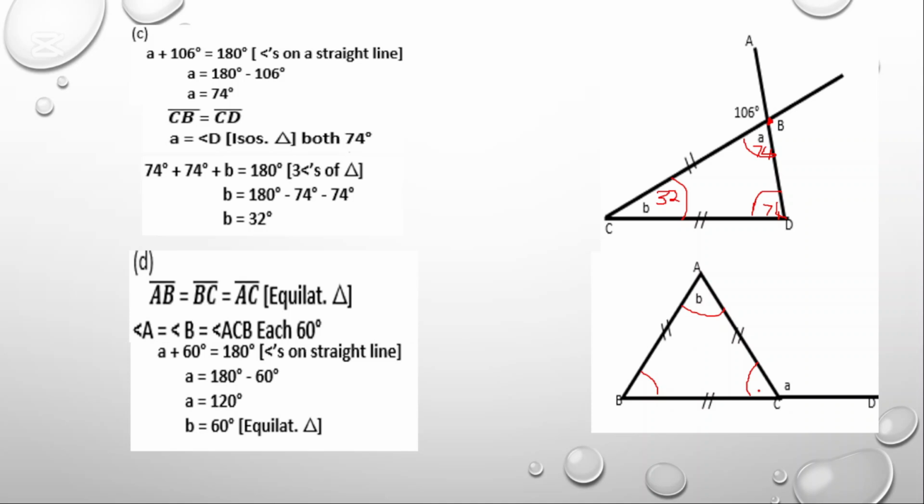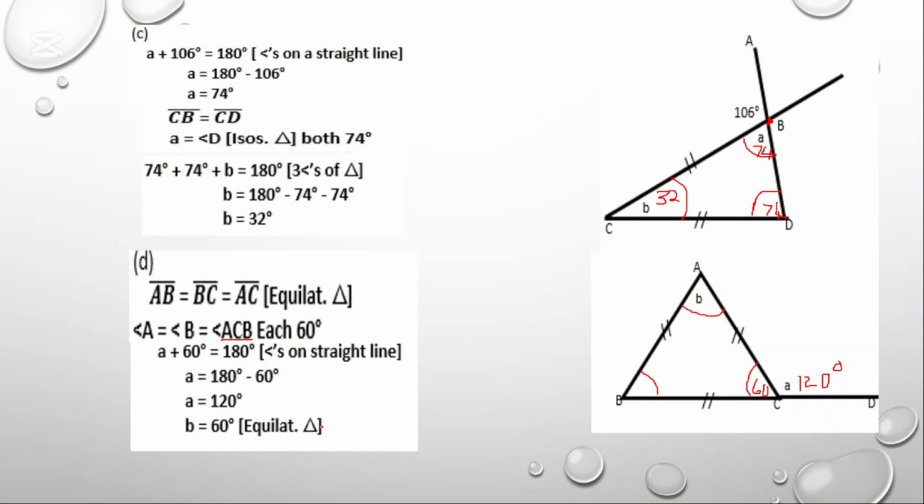Right. So now we start. A plus 60. Remember you said there ACB is 60. You said it in that first line. So you can make use of the 60 now. And you say A plus 60 is equal to 180. Angles on a straight line. A is equal to 180 minus 60. So A is equal to 120 degrees. And of course B is 60 because equilateral triangle.